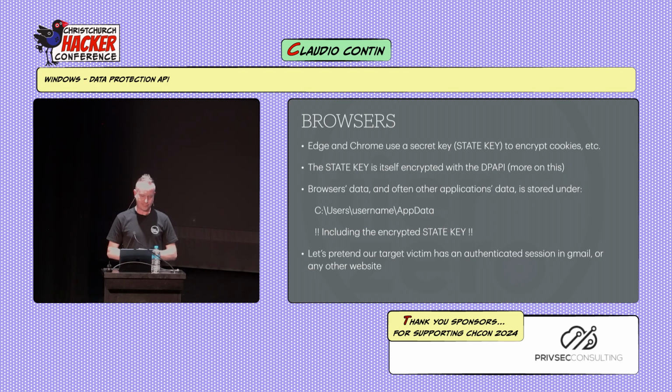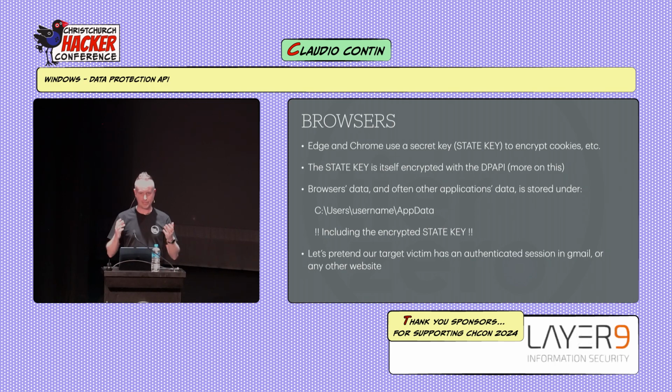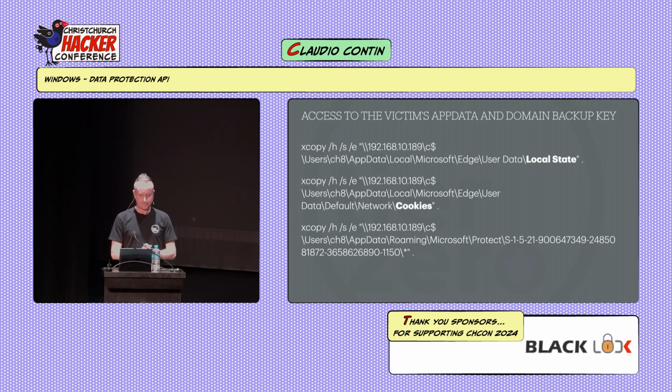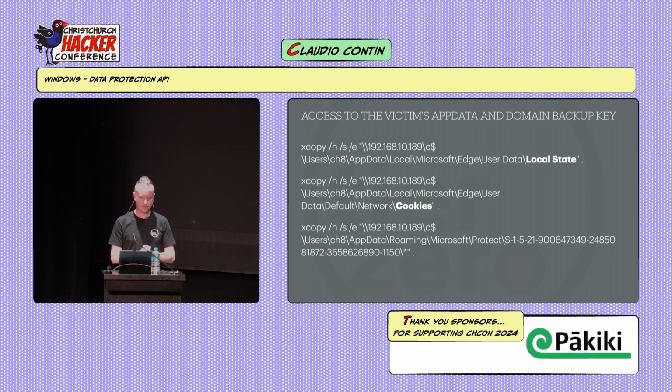So let's pretend the goal in this case is, we know that the victim is, for example, logged into Gmail or whatever you can think of, really, and we want to take over their authenticated session as an attacker. So what would we do? Before the recent changes that happened at the end of July, this is what an attacker would have done. If you had access to the user host, I would copy over the Local State, which is the file containing the state key.